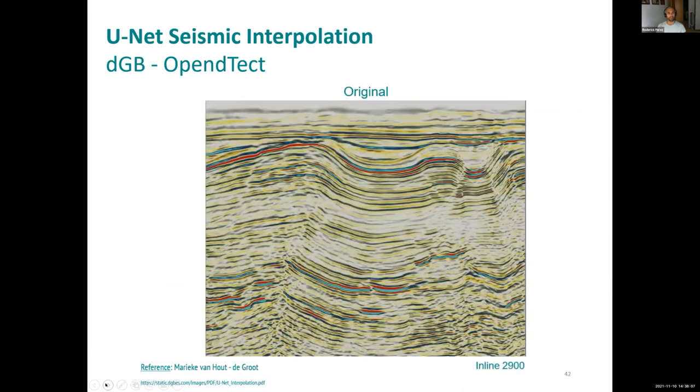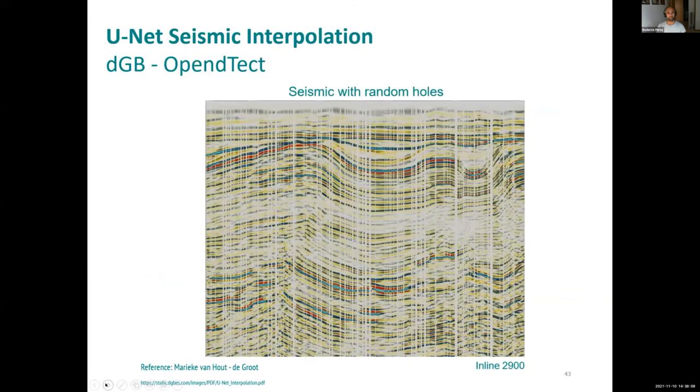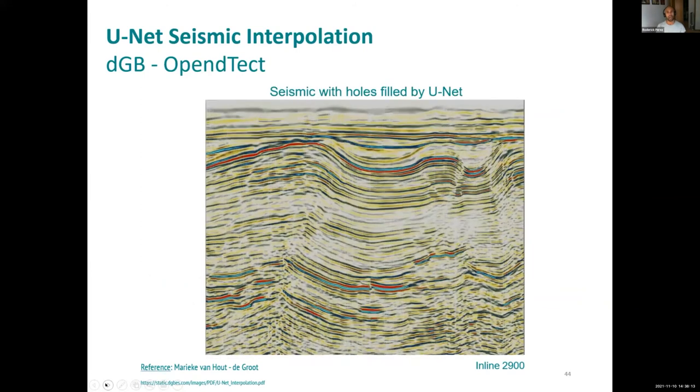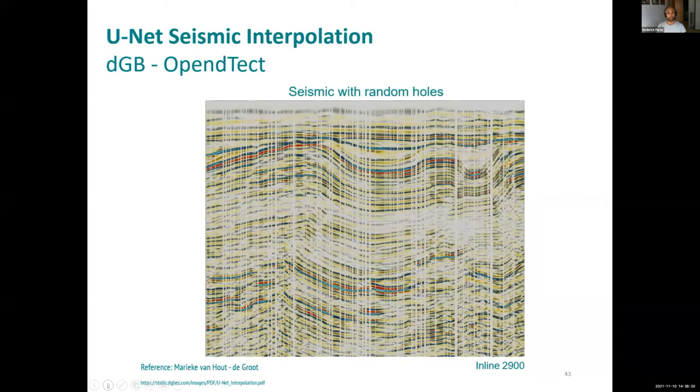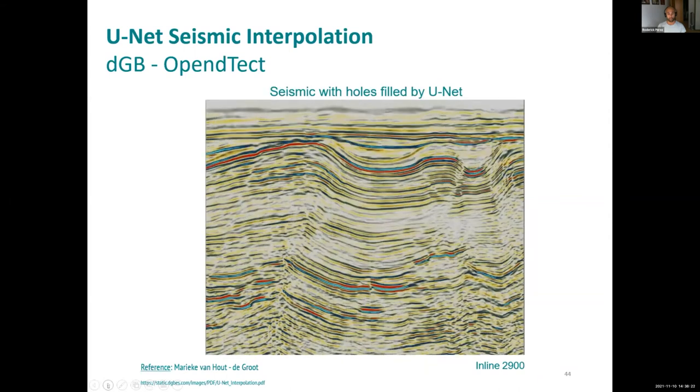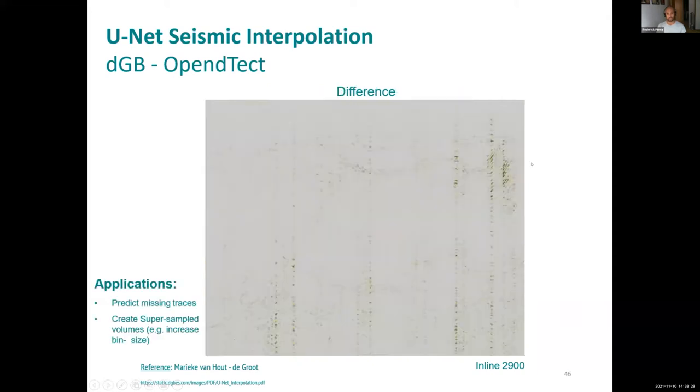Okay, and this is the original area when you extract some random traces, and this is the result. Okay, let's come back again. This is the original. This is when you remove some of these traces, and then it's the result. And it's almost very, very good. This is the next slide, the difference. Notice that maybe the amplitudes are a little bit different.